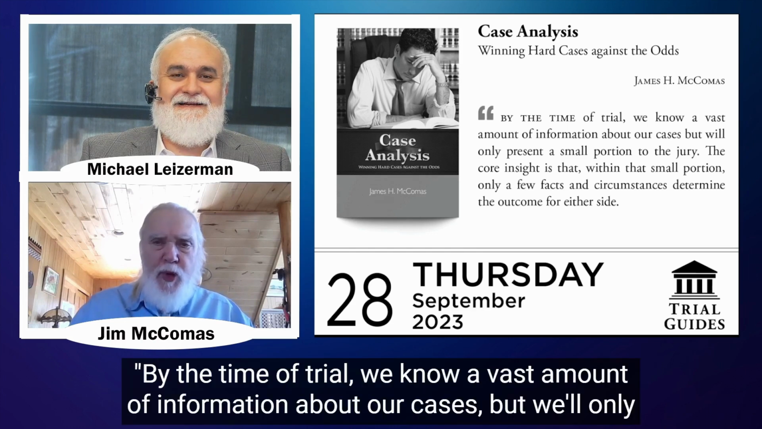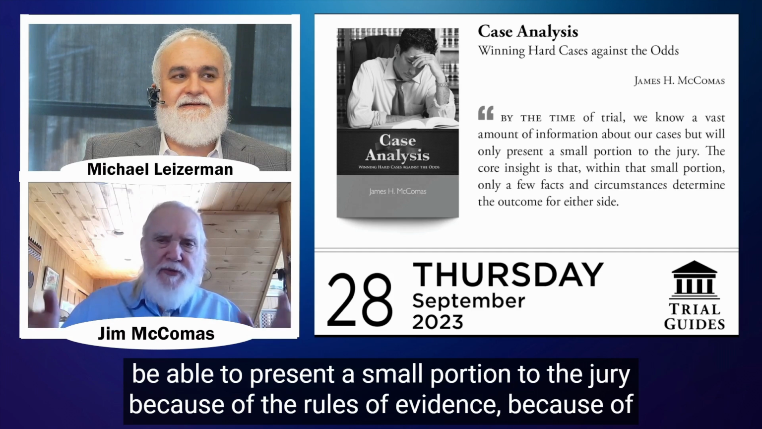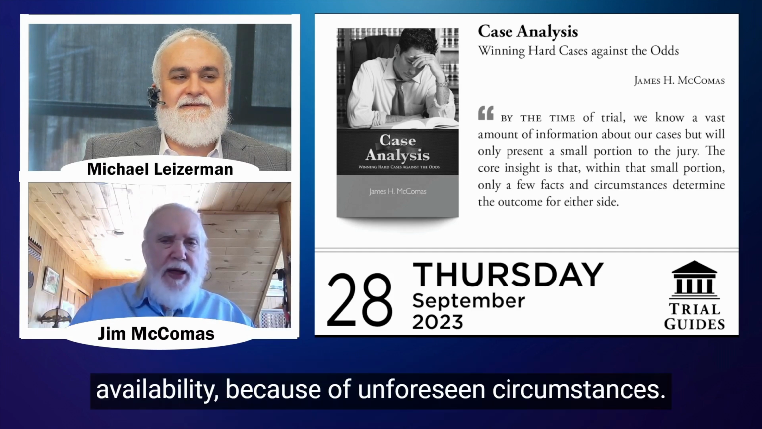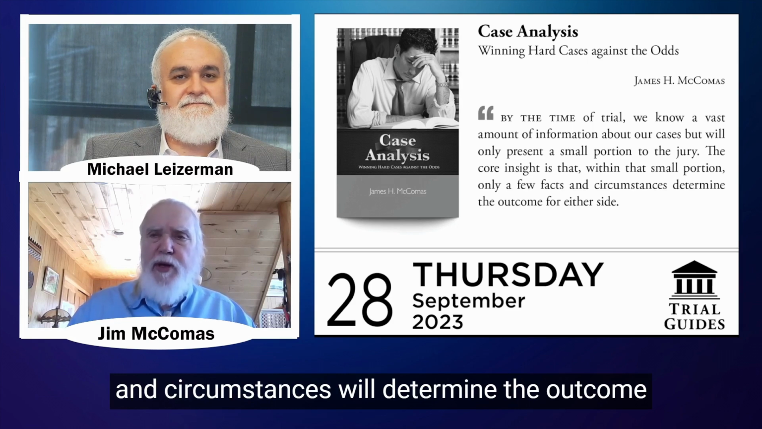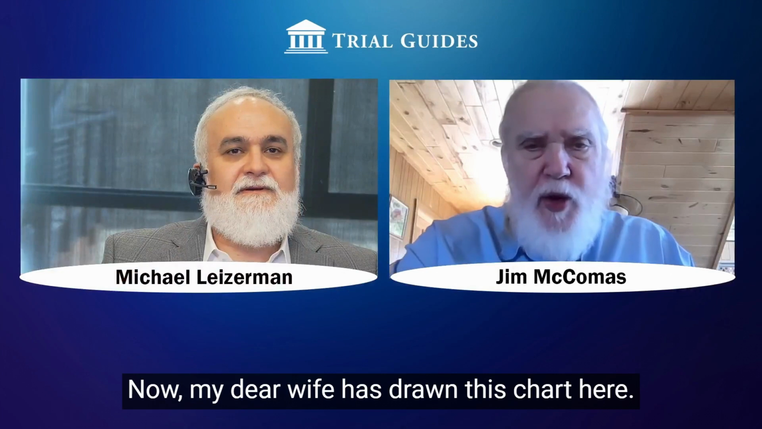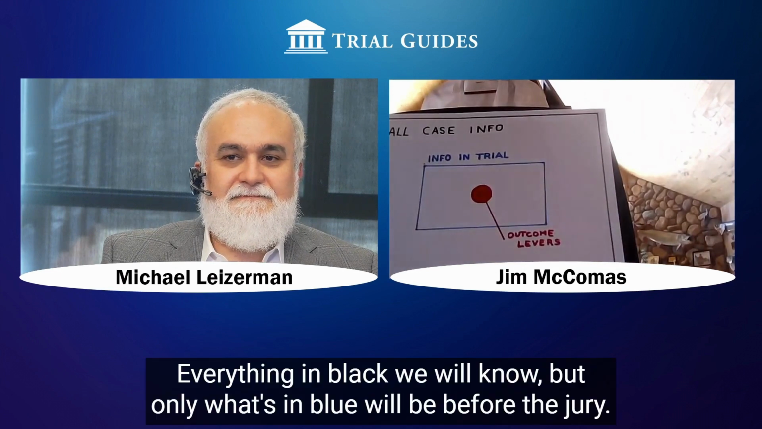By the time of trial, we know a vast amount of information about our case, but we'll only be able to present a small portion to the jury because of the rules of evidence, because of availability, because of unforeseen circumstances. But the core insight is this. Within that small portion that goes to the jury, only a few facts and circumstances will determine the outcome for either side. Well, my dear wife has drawn this chart here. Everything in black we will know, but only what's in blue will be before the jury.